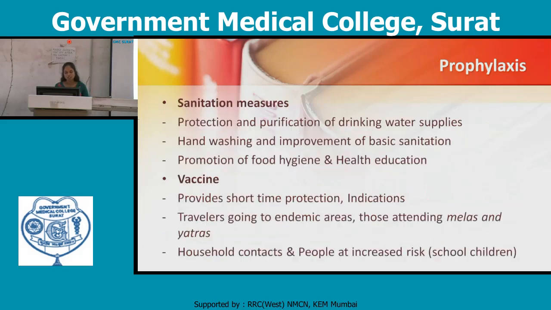Sanitation measures: protection and purification of drinking water supplies, hand washing and improvement of basic sanitation. Promotion of food hygiene and health education. Vaccine provides short-term protection for travelers going to endemic areas, those attending melas and yatras, household contacts and people at increased risk like school children.